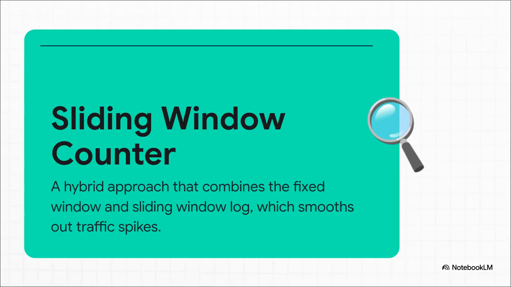Not good. The fix for this is the sliding window counter algorithm. It's this really clever hybrid approach that smooths out those edge bursts. Instead of just resetting the counter to 0, it also looks at a weighted percentage of the requests from the previous window. This gives you a much more accurate rolling rate limit.